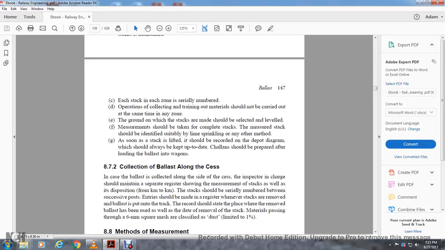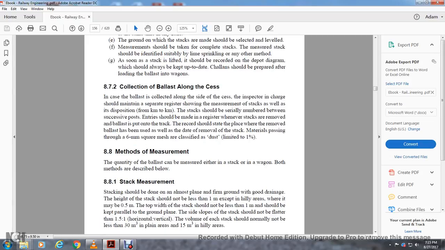8.7.2 Collection of ballast along the cess. The ballast is collected along the side of the cess. The inspector should maintain a separate register showing the measurement of the stack as well as the disposition from kilometer to kilometer. The stacks should be serially numbered between the successive posts. An entry should be made in the register whenever stacks are removed, with the ballast put on the track. The record should state the place where the removed ballast has been used as well as the date of removal. Track material passing through a 6 millimeter square mesh, if classified as dust, is limited to 1%.